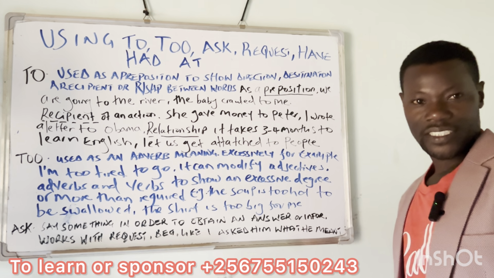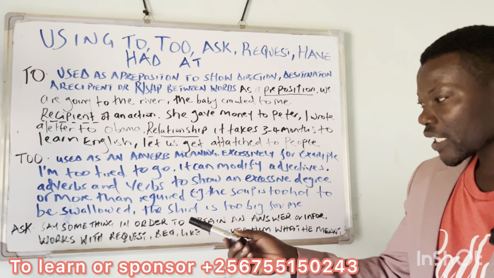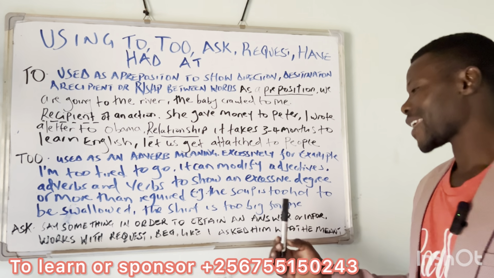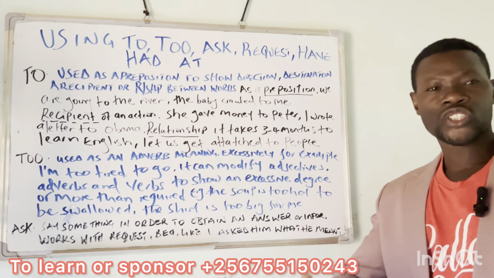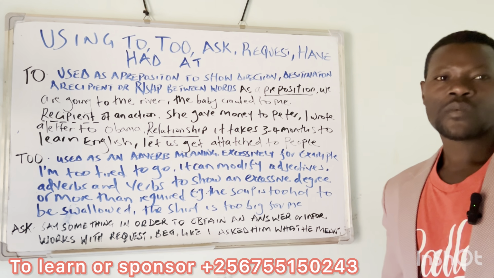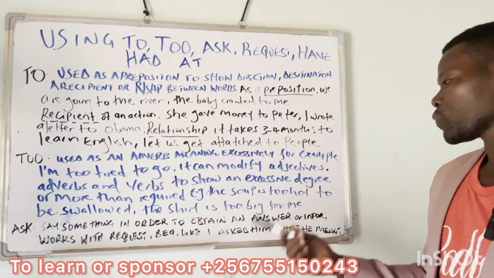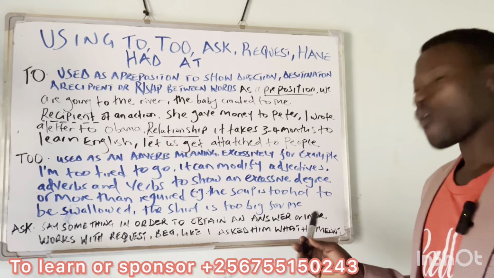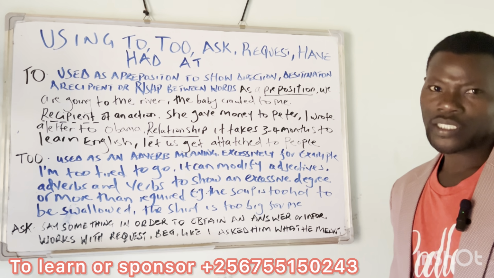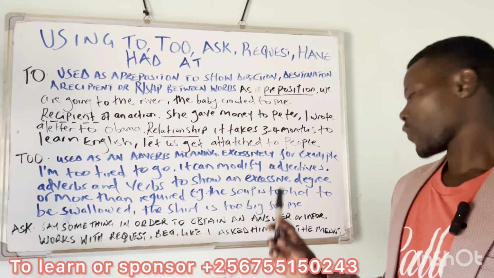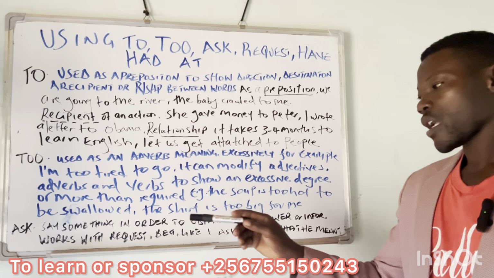Esembayo is ask. Say something in order to obtain an answer. Ask, okubuuza, nga wonaayo gera ekintu ng'osuubira okuddamu. Bwe tukozesa ask, say something in order to obtain an answer or information. We use ask. Okay, that's when we ask. And also there are words that work with ask, like request, beg.